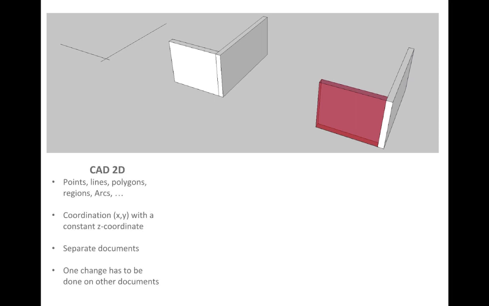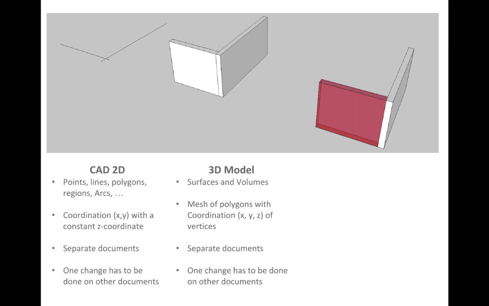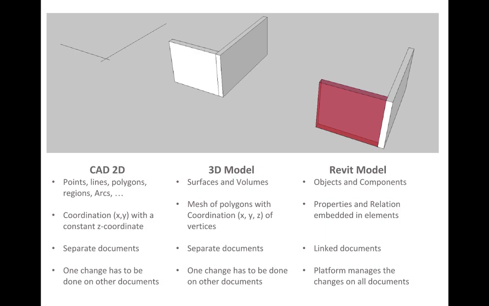AutoCAD 2D and 3D have some specifications. When we get to the Revit model, this time we are dealing with objects and components. We are not dealing with points, and we are not dealing with surfaces or volumes. And that's very important. One part of that object is basically a 3D model, but it doesn't necessarily mean just a 3D model. It has the quality of a 3D model, but it's an object and it's a component. So we have to define some properties for that.